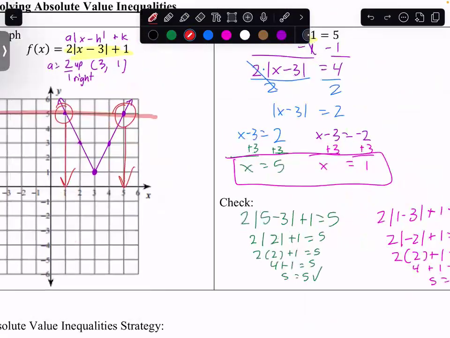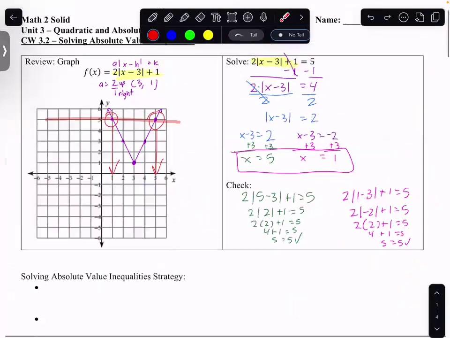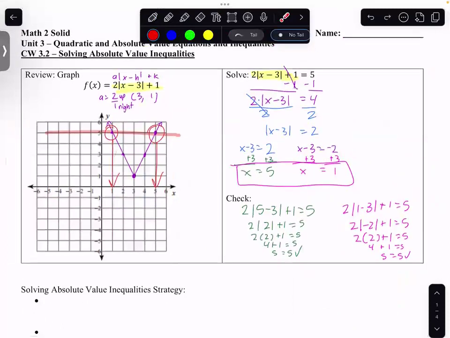Okay, so again, hopefully it makes sense the reason that we have two answers, right? There's two different points on the V-shaped graph that have the same height, that have the same y value of 5. Okay. So again, we're going to build on these skills today. Do we have questions on any of this?